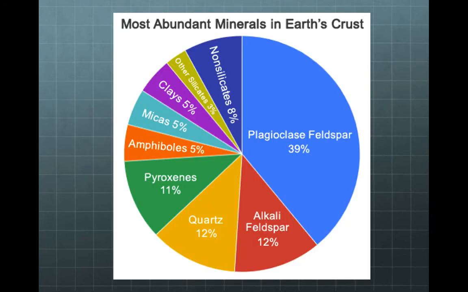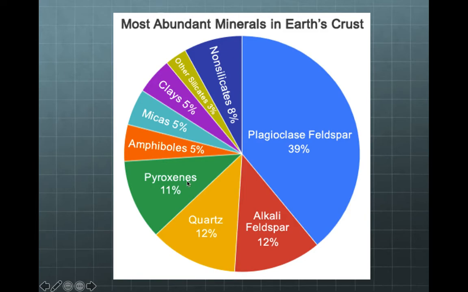So when we take a look at this here, we can see that plagioclase feldspar is the most abundant. It makes up 39% of the Earth's crust. Alkali feldspar makes up 12%. If you take these two together, they make up 51%. Just over half of the Earth's crust is composed of feldspar. Then quartz is at 12%. It's the third most abundant.